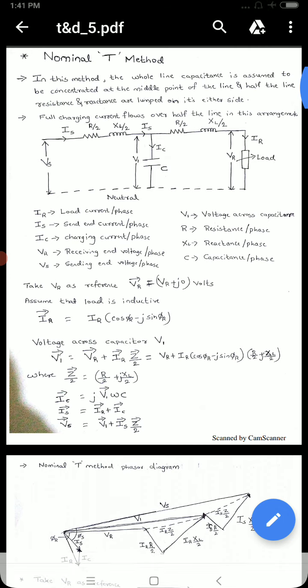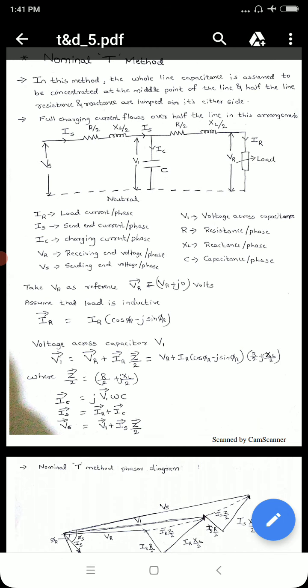So you can see this figure. VS is followed by R by 2, XL by 2, then in between the capacitor comes, where IC flows. Next, once again R by 2, XL by 2, where the current IR flows to the load. It is very clear that IR is the load current or receiving end current, V1 is the voltage across the capacitor, IS is the sending end current, R is the resistance per phase, IC is the charging current, XL is the reactance per phase, VR is the receiving end voltage, C is the capacitance per phase, and VS is the sending end voltage.